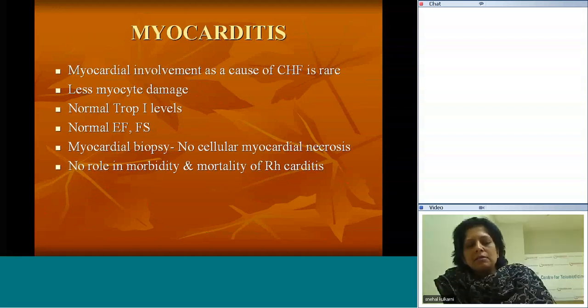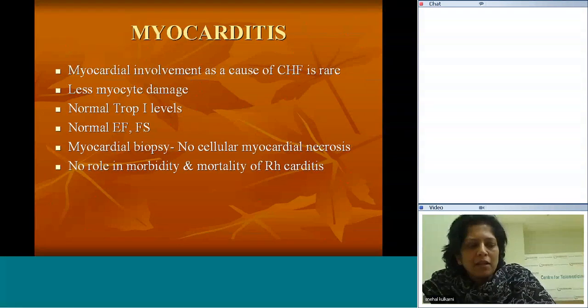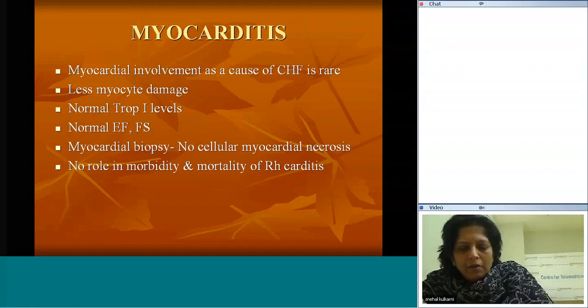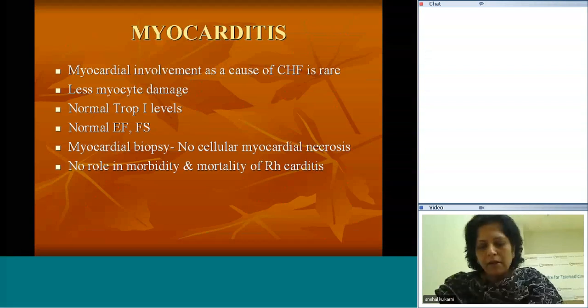Now, as far as myocarditis is concerned, myocardial involvement as a cause of congestive heart failure is rare. When we talk about congestive heart failure in rheumatic heart disease patients, it's mainly or only because of the endocardial involvement and presence of mitral and aortic regurgitation. Because in patients with rheumatic carditis, there is usually less myocyte damage, and the troponin levels are normal. Functionally, you always have normal ejection fraction and fractional shortening. On myocardial biopsy, there is no cellular myocardial damage, and there is no role in morbidity or mortality of rheumatic carditis due to myocardial involvement.